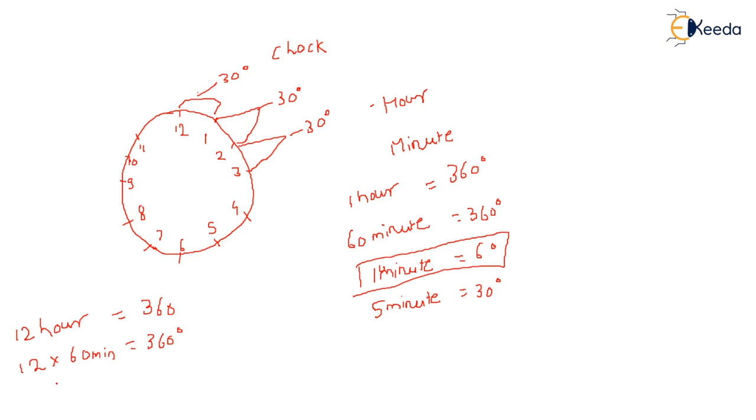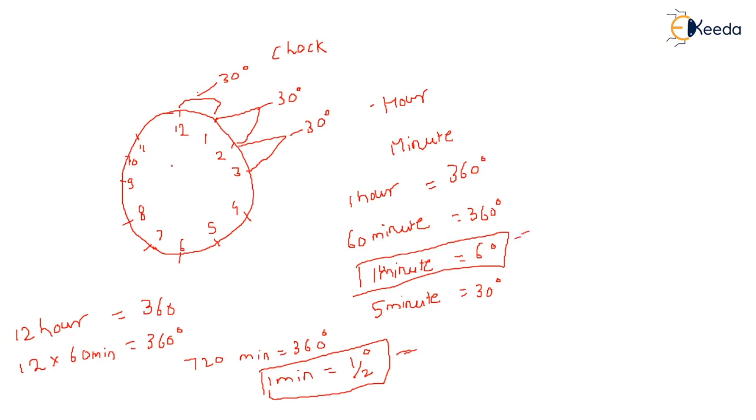So hour hand will cover what? It comes out to be 720 minutes equal to 360. That means in 1 minute, our hand will cover how much degree? Half degree. So now you know that in 1 minute, our hand will cover half degree, right? This thing you know right now. And you know that minute hand covers, in 1 minute, 6 degree, right?